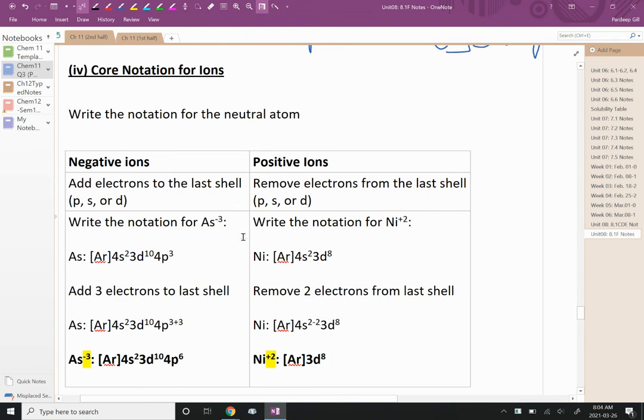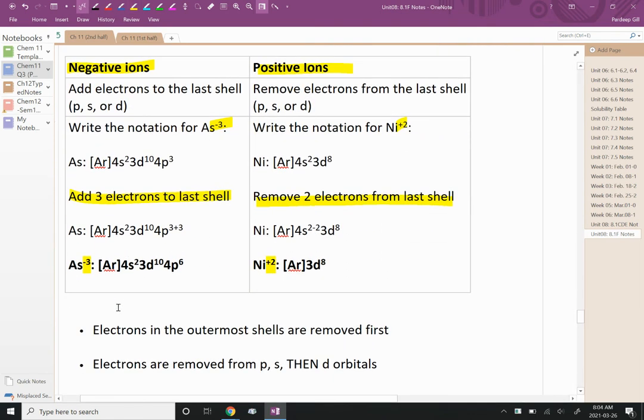So if we're writing the core notation for ions, what we want to do is, for a negative ion, you simply have to make sure that you add electrons to the last shell. Okay, and for a positive ion, you have to remember to remove electrons to make the overall charge more positive.